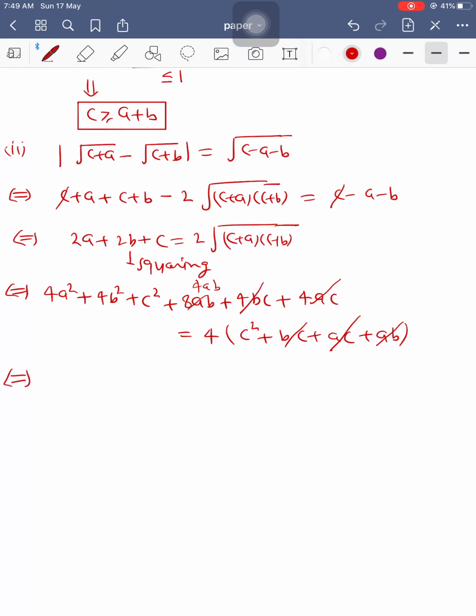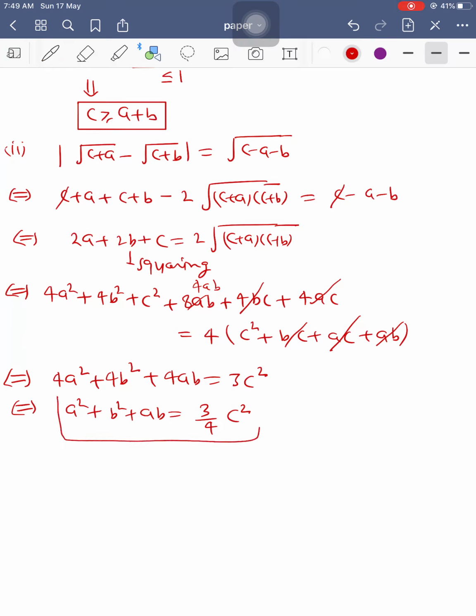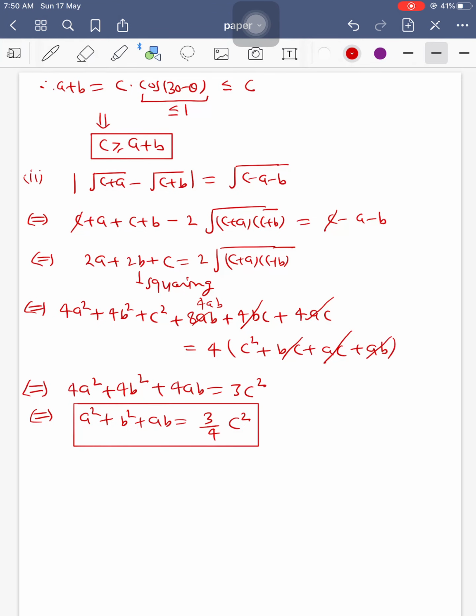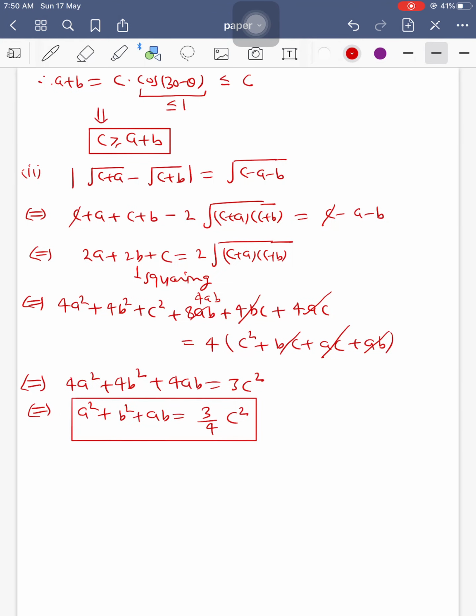Okay, here it is equivalent to prove 4A square plus 4B square plus 4AB is equals to 3C square. Implies and is implied by A square plus B square plus AB is equals to 3 by 4 C square. This is our next target. We have to show A square plus B square plus AB is equals to 3 by 4 C square.